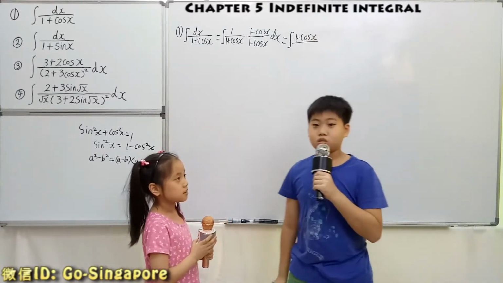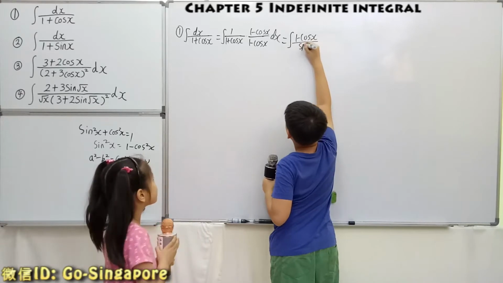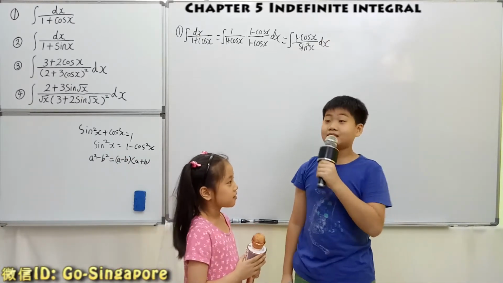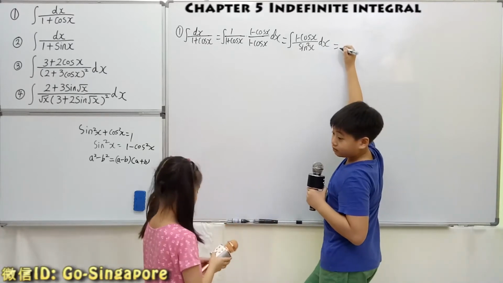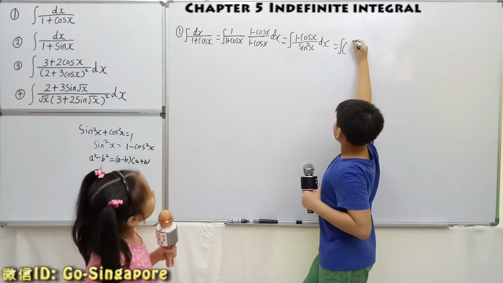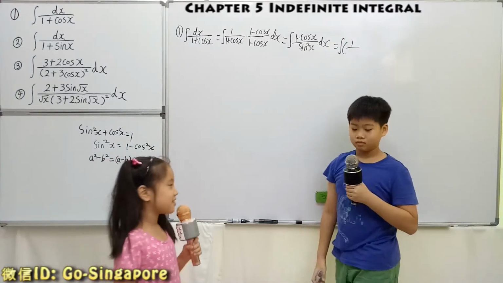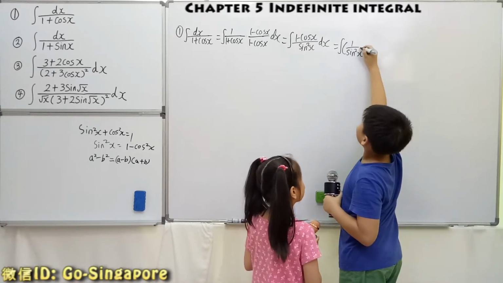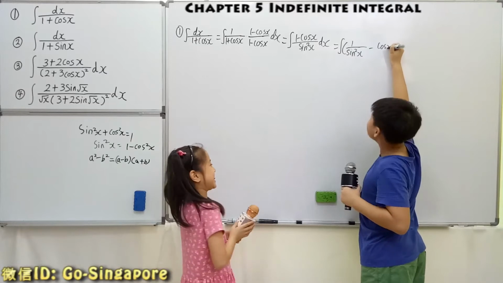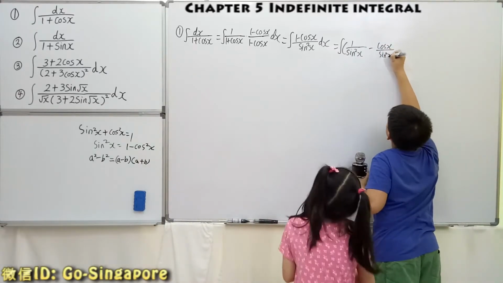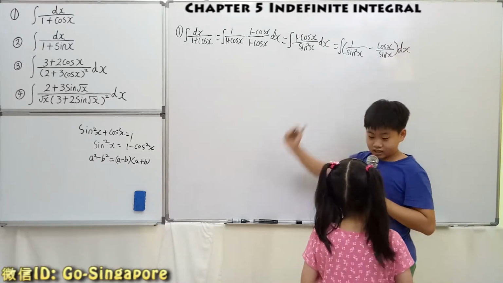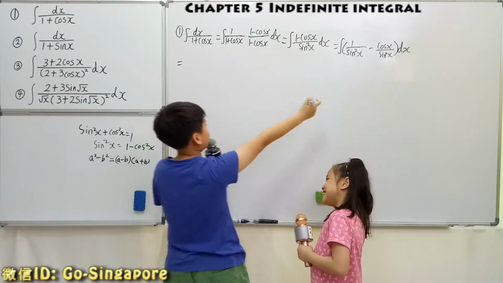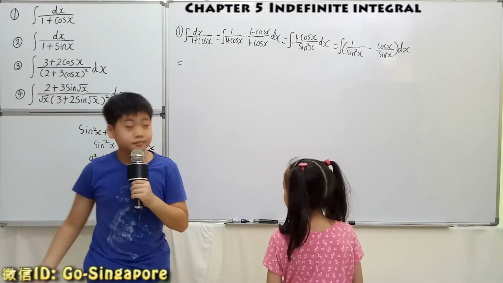So here we have the 1 minus cosine x over sine square x. And here is the dx. Right now we can split or separate like this, is it correct? So first for this, we can also separate again, right?